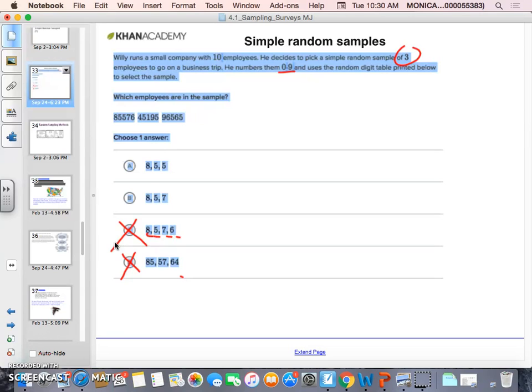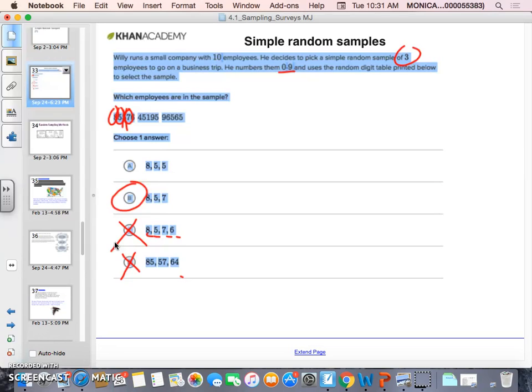And at this time, what I'm going to do is use my table. So the first employee that goes on the business trip is number 8. The second employee is number 5. Well, employee number 5 can't go twice, so employee number 7 would be the third person that's going on a business trip.